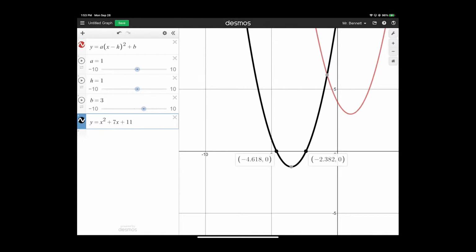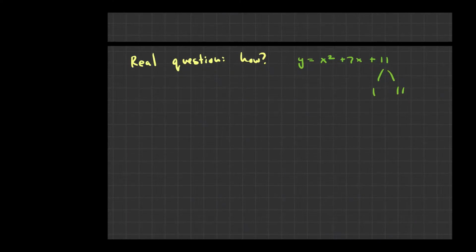Let's see what happens if we multiply these two numbers together. Anyone have a calculator on them? Okay, let's multiply negative 4.618 with negative 2.382. Tell me what you got. Yeah. So accounting for rounding, those two numbers multiply to get 11, right? And what's their sum? Yeah, in this case, their sum would be negative 7. So those numbers, we found them, they're just not integers. They're just not whole numbers.